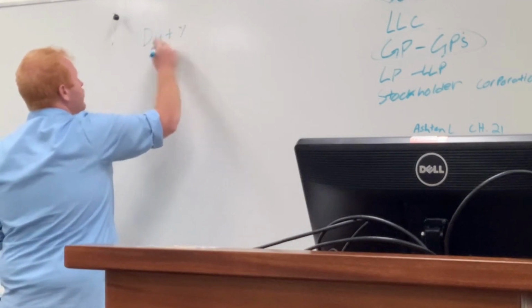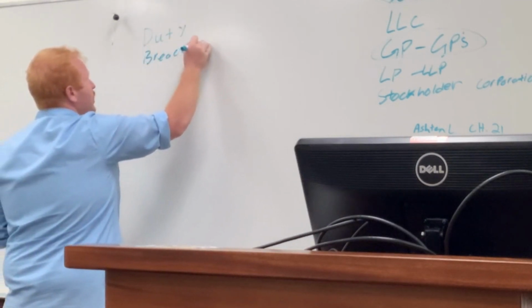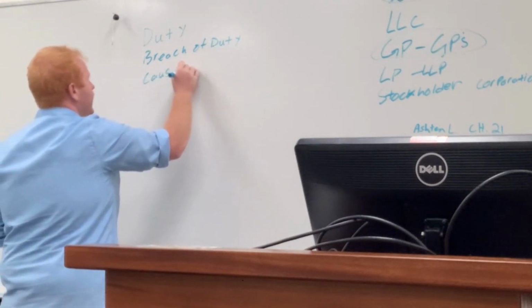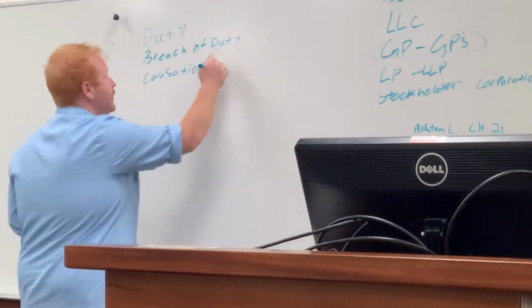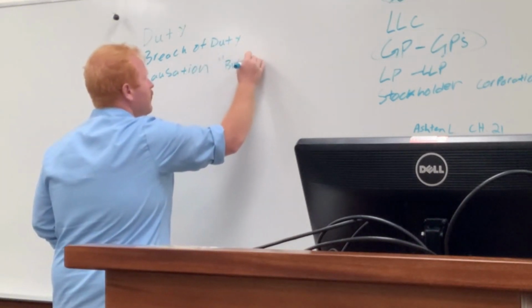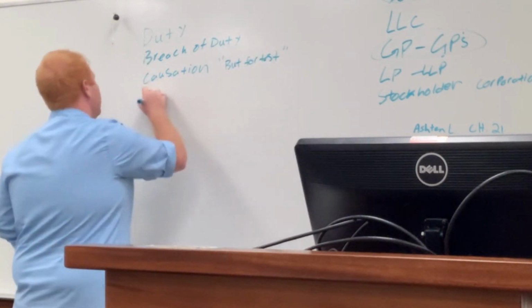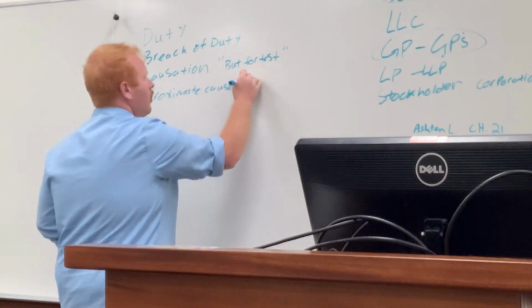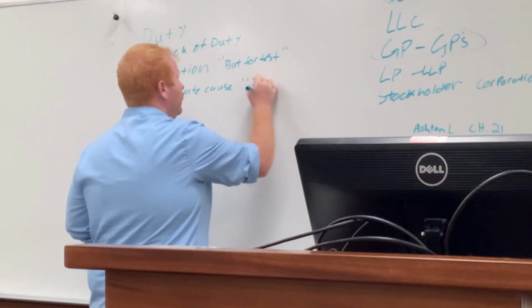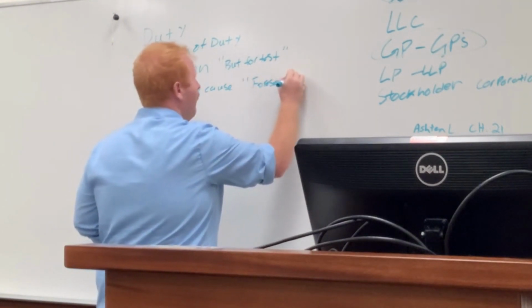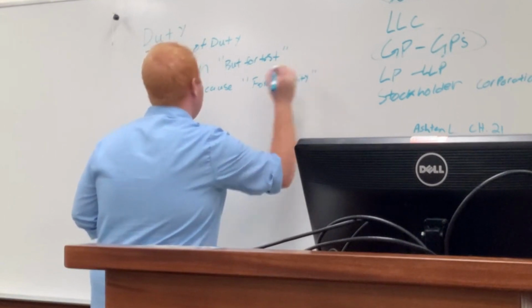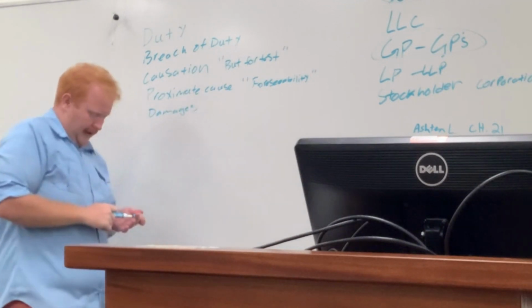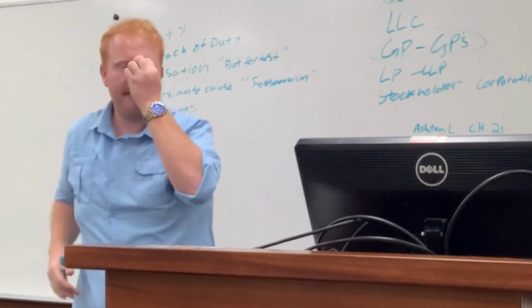You have duty, breach of duty, causation. Alternate name is the but-for test. You have proximate cause. Alternate name, foreseeability. And damages. Okay. So you need these 5 elements to establish negligence.